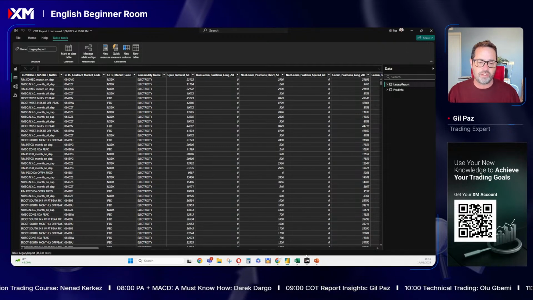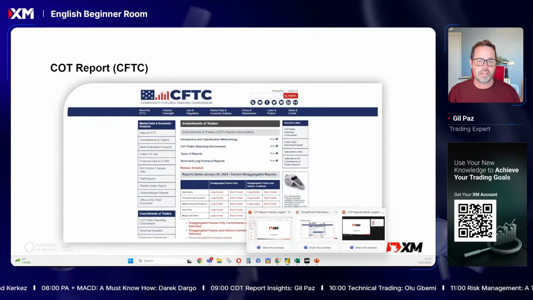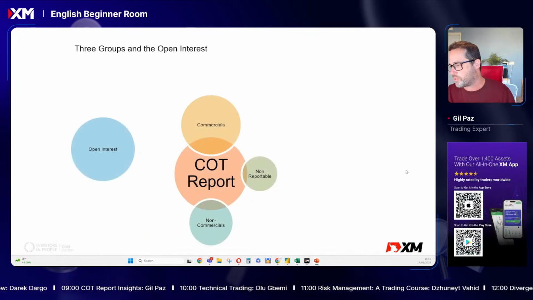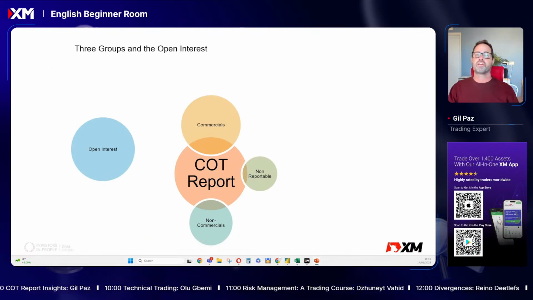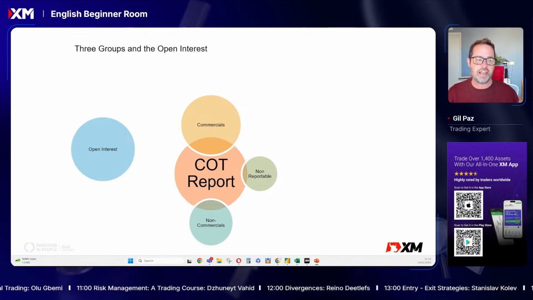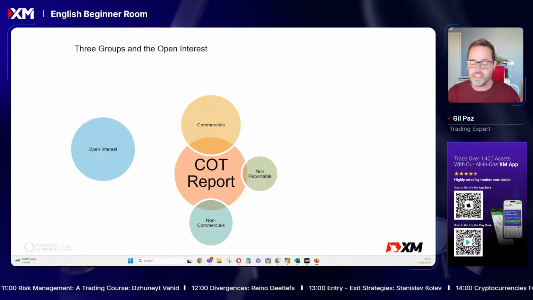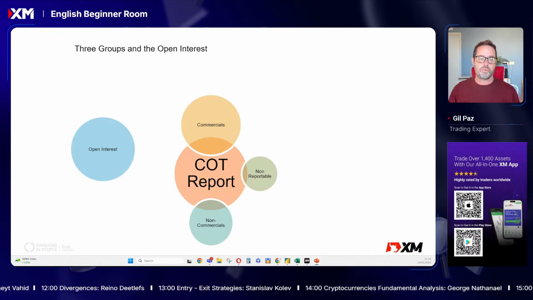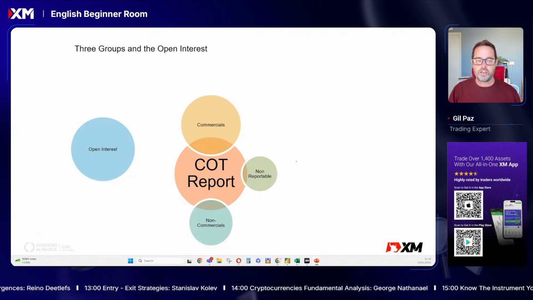So when I do the report, there are today three different reports that are important for me. There is the old report, called the legacy report, and in the legacy report, you have three different trading groups that I'm analyzing. The first group are the non-reportable. Non-reportable are small speculators.